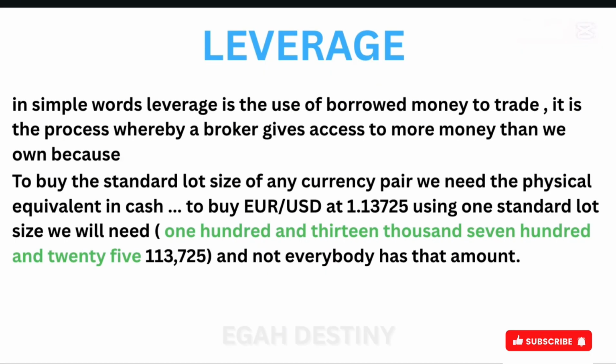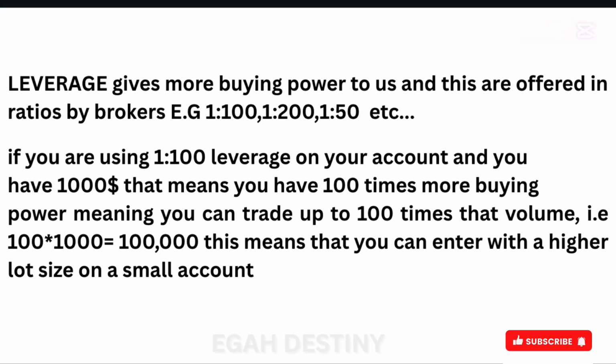Then I explained what leverage means. It simply means, keep it simple, keep it really, really simple, access to more cash than we own that is being offered by brokers. Mind you, these brokers are regulated. Leverage gives us more buying power.